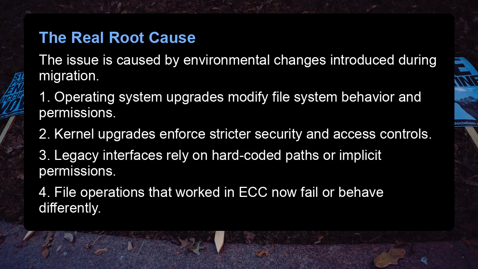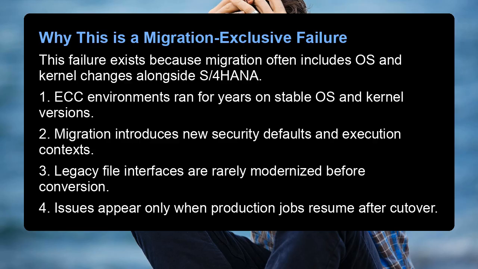2. Kernel upgrades enforce stricter security and access controls. 3. Legacy interfaces rely on hard-coded paths or implicit permissions. 4. File operations that worked in ECC now fail or behave differently. Why this is a migration-exclusive failure.